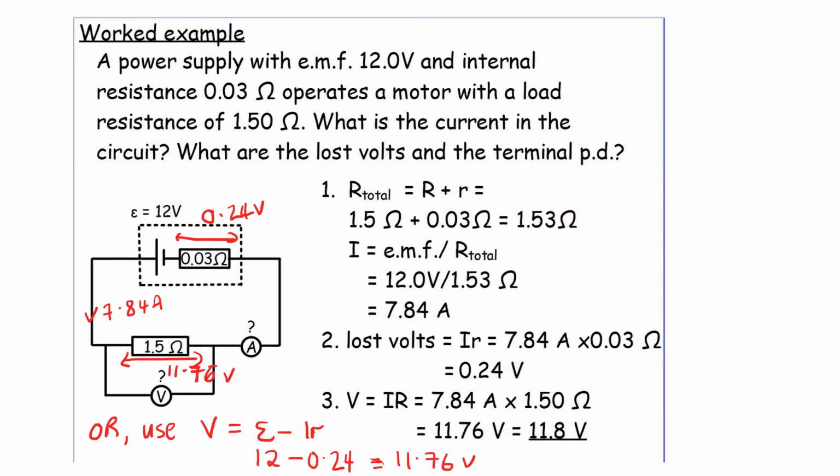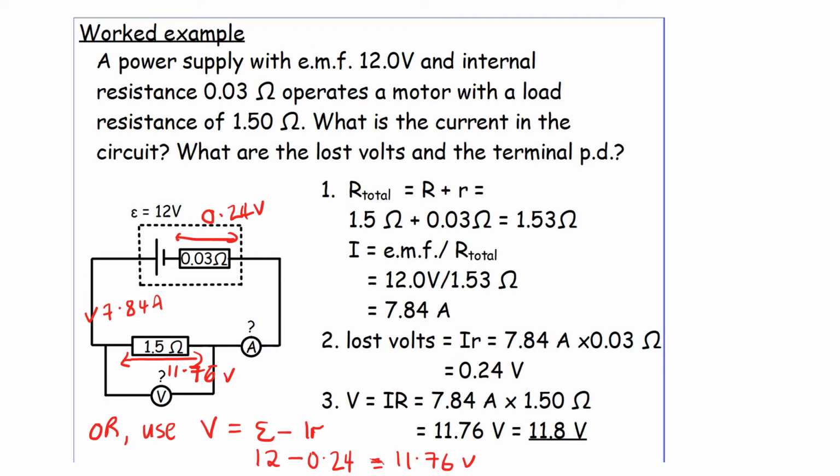And again, we can use V equals I times R, but this time big R, to find the potential difference across the load resistor, which is our terminal PD. So it's 7.84 amps times 1.50 ohms, equals 11.76 volts.